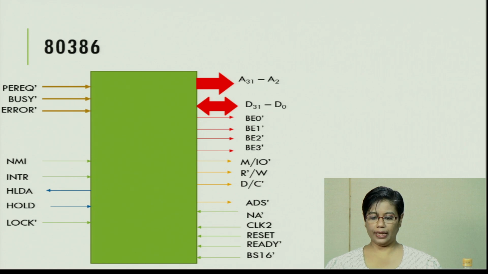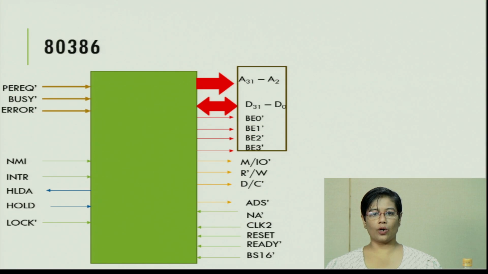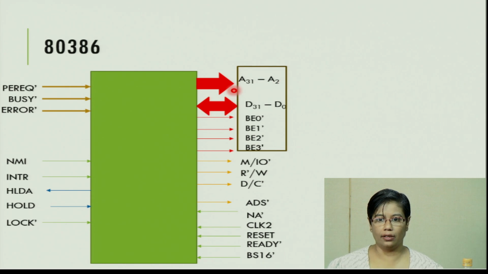Now let's look at the other signals. There are going to be the address lines which are available. The address lines, as you can see here, are going to be only A2 to A31.